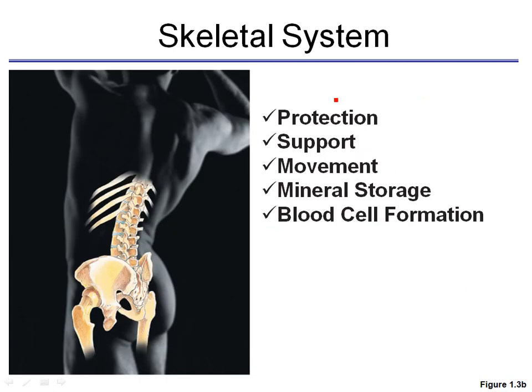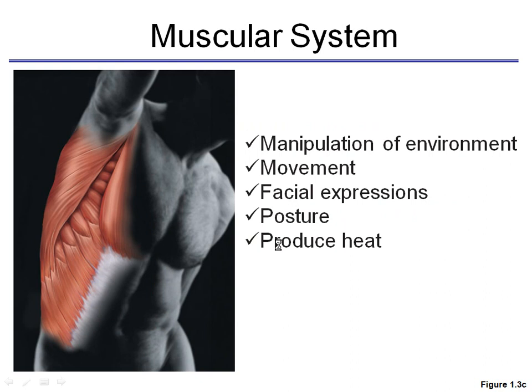Your skeletal system is all about protection of vital organs, internal support, movement, storing minerals like calcium, and forming blood cells in the marrow. The muscular system is for movement, and by movement we are able to manipulate our environment. We maintain posture, we can produce heat, and we can create facial expressions for communication.